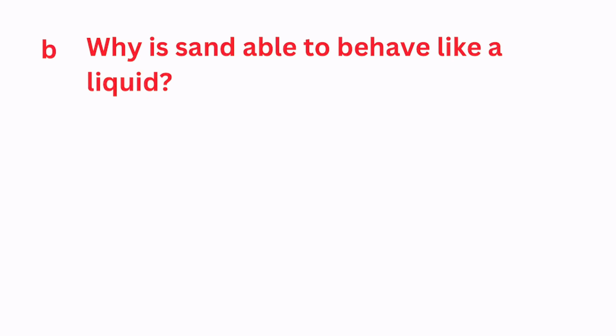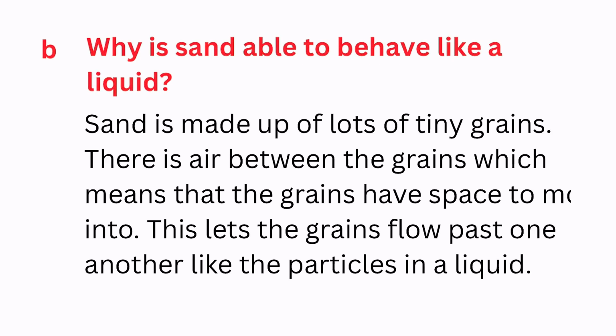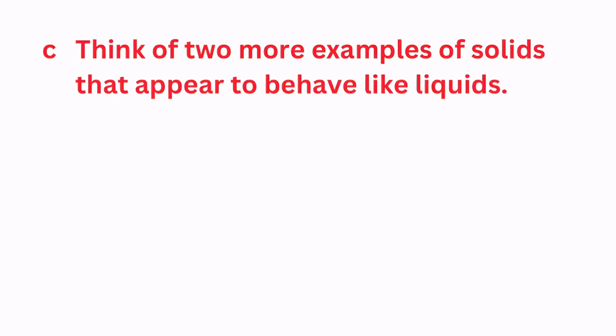Question number B. Why is sand able to behave like a liquid? Sand is made up of lots of tiny grains. There is air between the grains, which means that the grains have space to move into. This lets the grains flow past one another like the particles in a liquid.